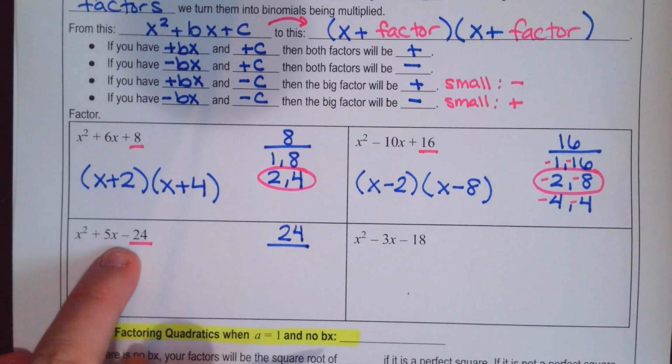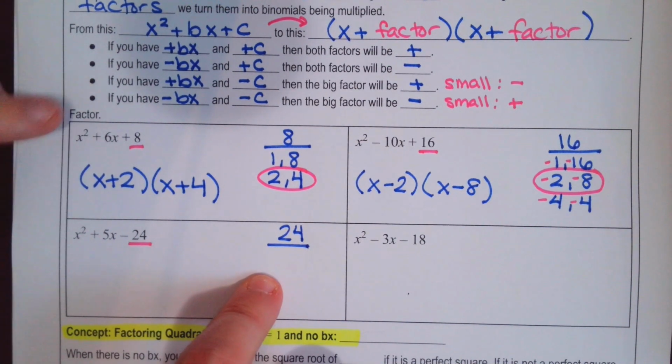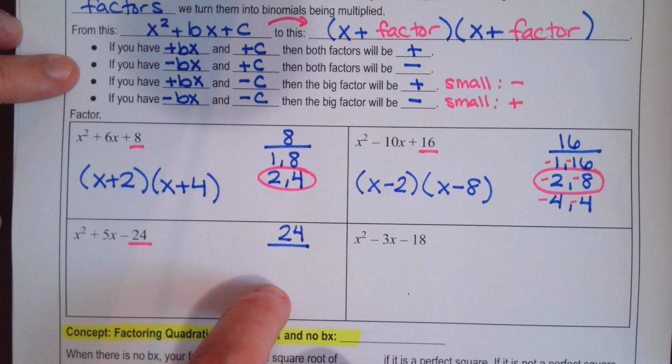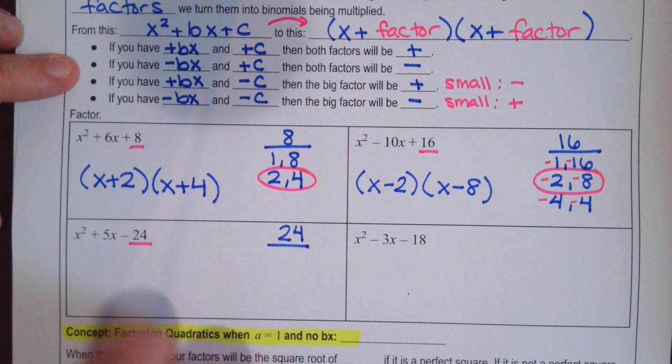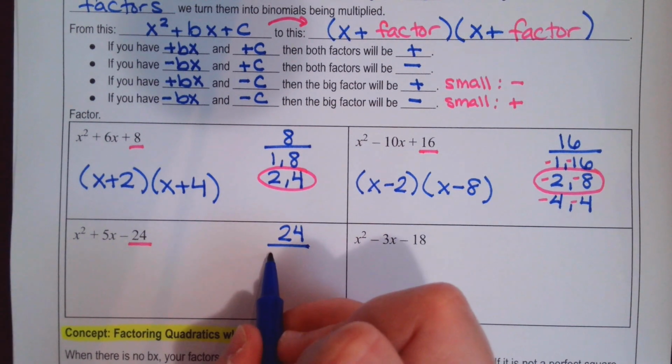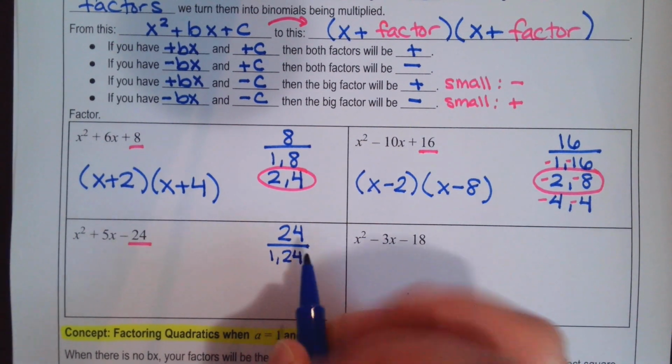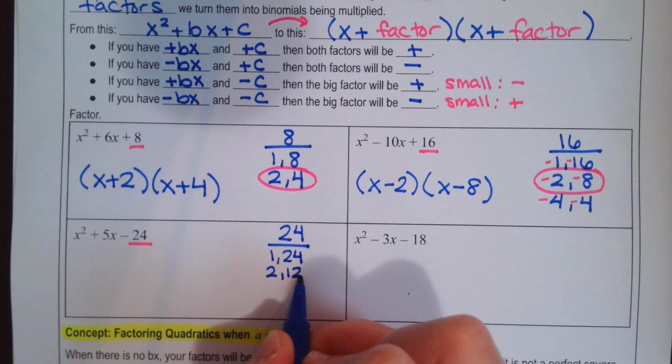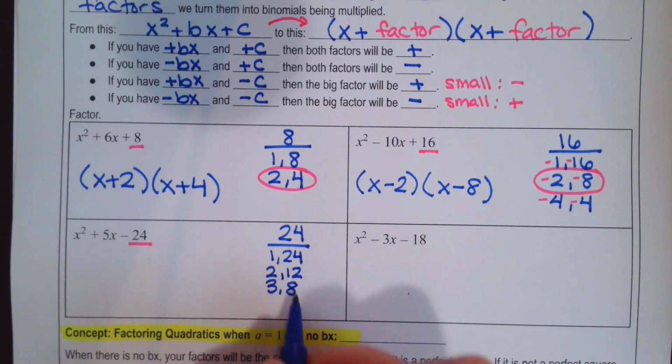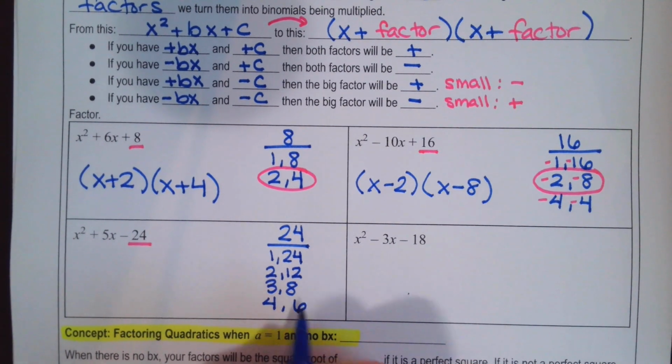Now, as you can see, I did not bring along the negative because I have these rules up here, so I don't need to bring this negative. I just need to follow these rules after I find my pairs. So we have 1 and 24, 2 and 12, 3 and 8, 4 and 6.